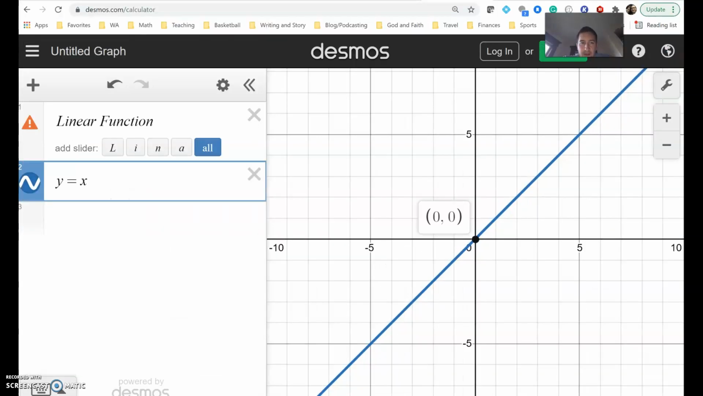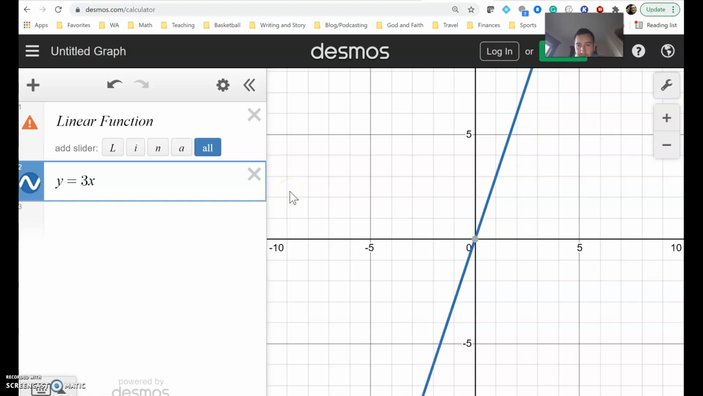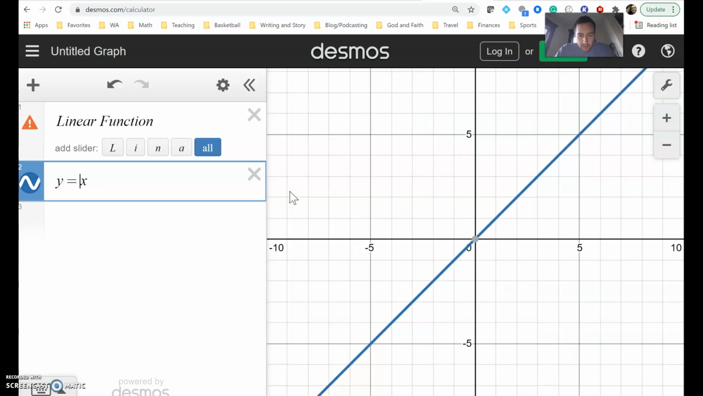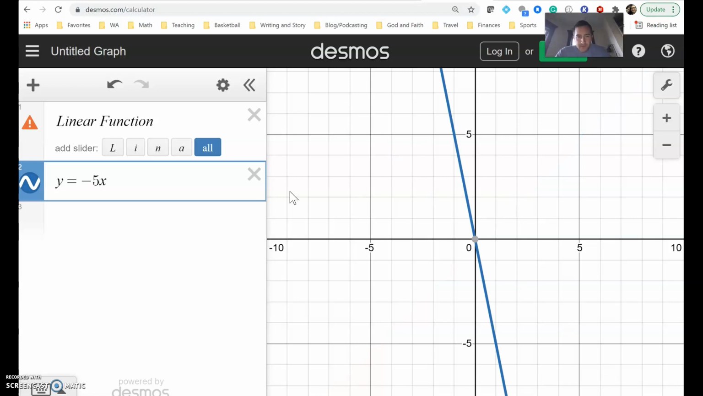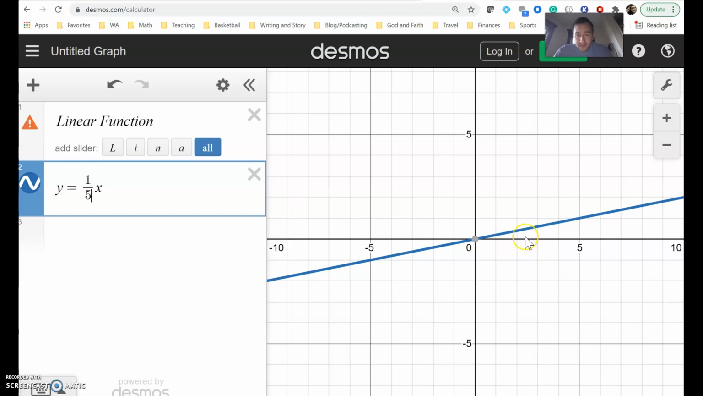Okay? If we put a 2 here, it's a slope of 2, and notice it's steeper. If we put a 3 there, it's a slope of 3. It goes up 3 over 1, up 3 over 1. Okay, if we put a negative 2, now it's going the other direction. If we put a negative 5, now it's pretty steep negative. If we put a fraction, like a 1/5, notice it gets flat.